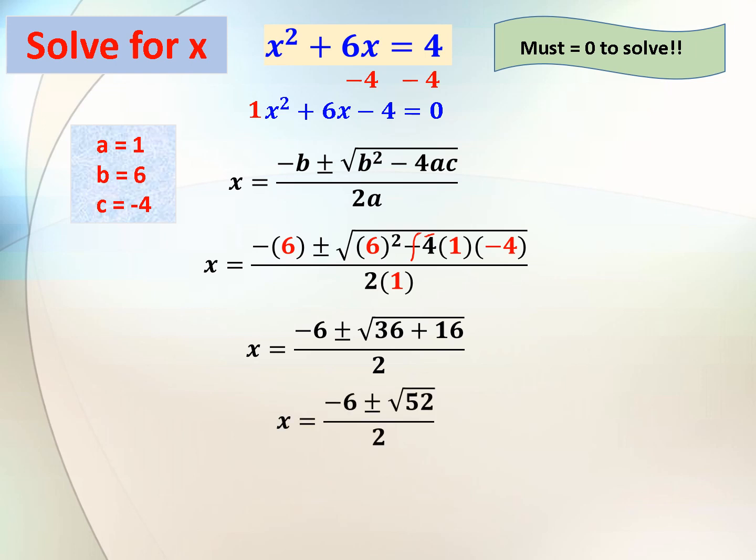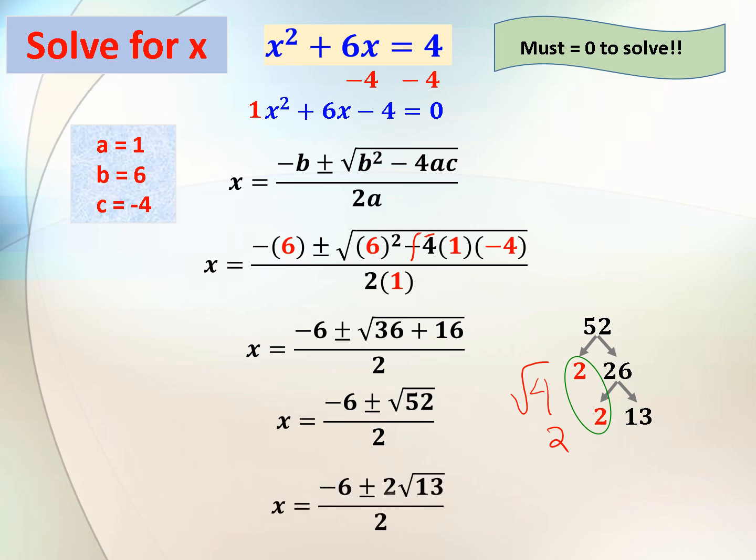Now, 52 is not a perfect square. So since 52 is not a perfect square, I have to simplify 52. So 52 is 2 times 26. 26 becomes 2 times 13. So I have a pair of 2's. And if you think about it, 2 times 2 is 4, and the square root of 4 is 2. So that square root simplifies to be negative 6 plus or minus 2 square roots of 13 over 2.